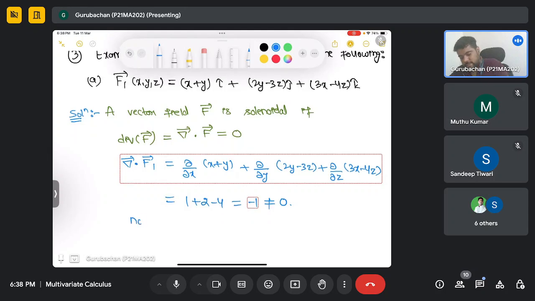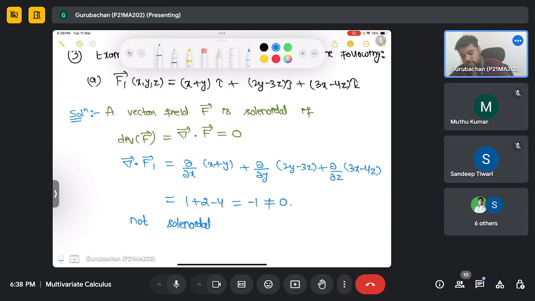So I am writing this directly: not a solenoidal field, or you can say not a solenoidal vector field. So not solenoidal.